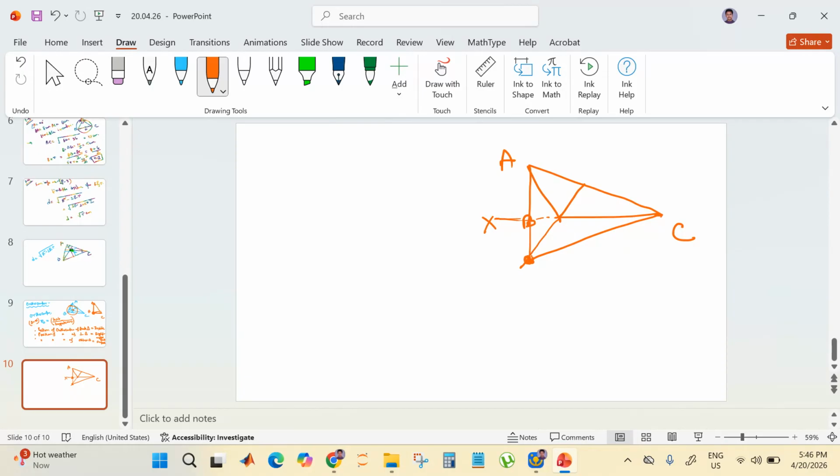Okay, so that means if I draw the altitudes of any obtuse angle triangle, then these altitudes will meet at a point which is outside the triangle. Actually, the triangle looks like ABC here, and these are three altitudes, or actually extended altitudes, not altitudes. It is basically the extended altitudes, and these will meet at a point here.